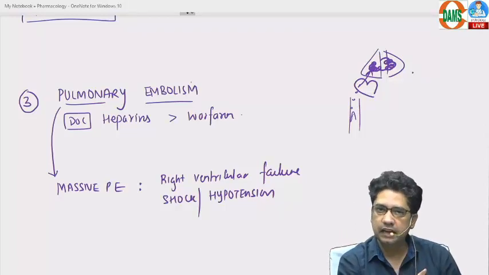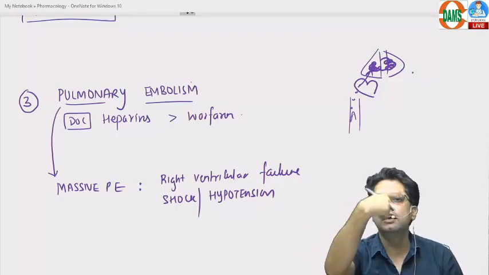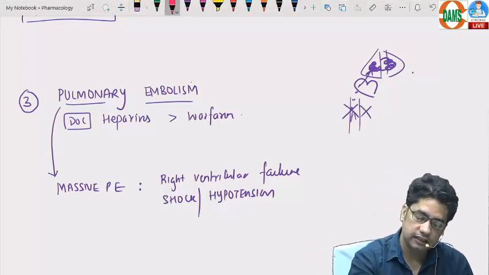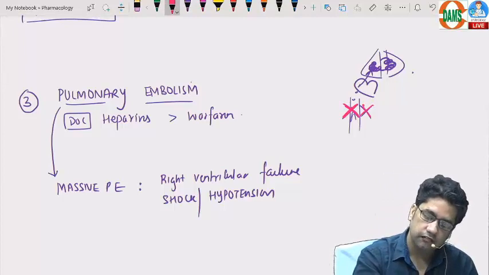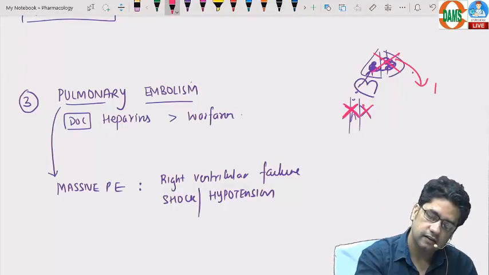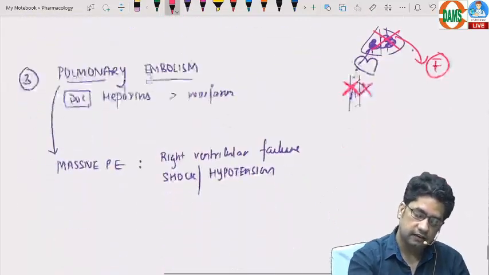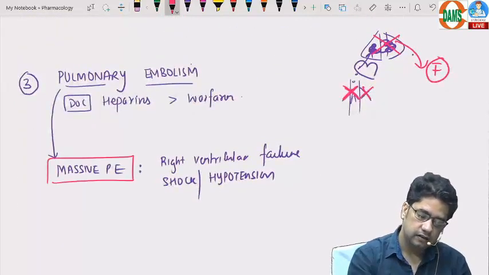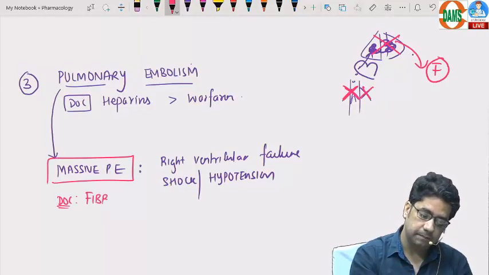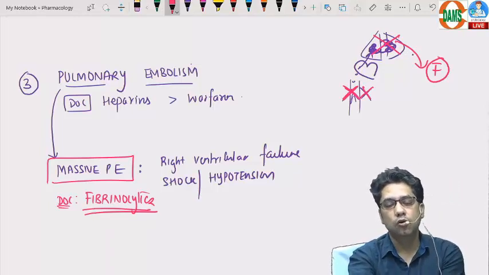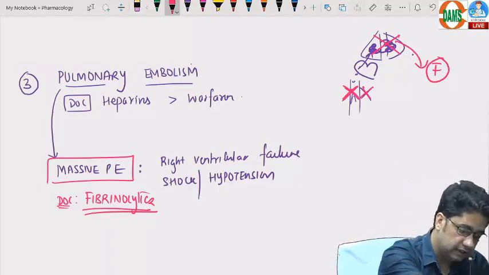Otherwise, we give heparin, which will prevent the further deposition of fibrin. Heparin का काम होता है इन फिब्रिन को डिपॉजिट ना होने दे. Fibrinolytics का काम होता है to degrade the fibrin which is already deposited. Here, in massive PE, the drug of choice is fibrinolytics. यहां पे आप स्टार्ट करोगे fibrinolytics. If the patient is going to die, only then you will start fibrinolytics.